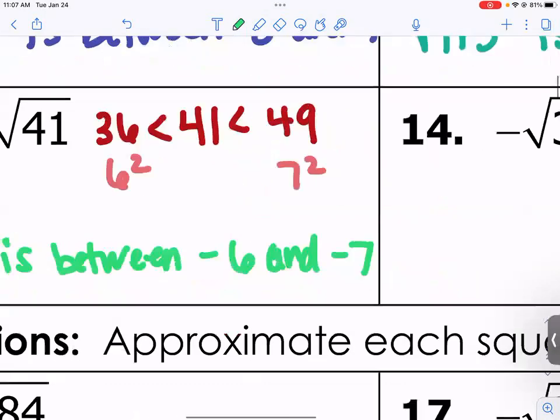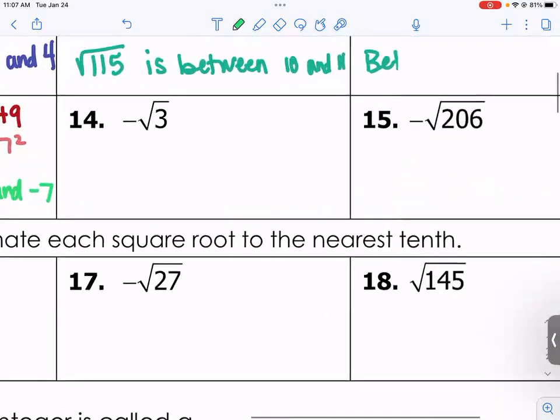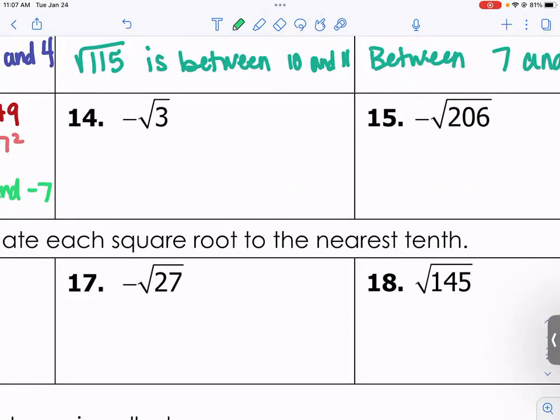All right. You and your elbow partner do 14 and 15 for me, please. Nice catch. Negative.